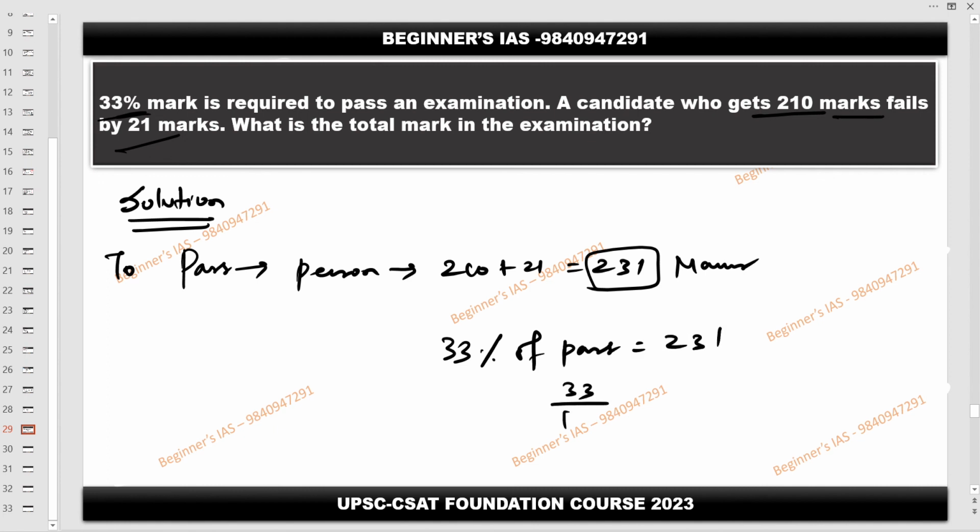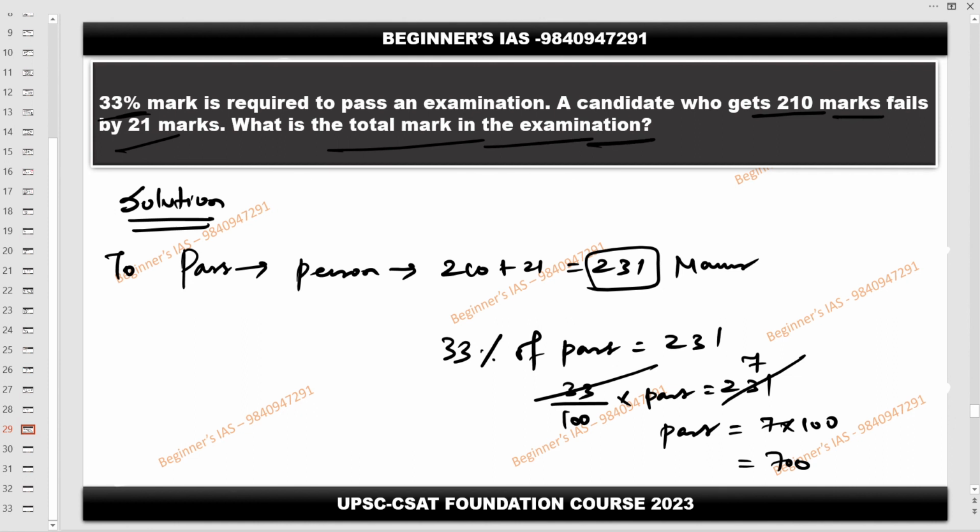Therefore 33 by 100 into total is equal to 231. Then this gets cancelled, so this is nothing but 7 times. Therefore 7 into 100. Therefore the minimum mark required is that, and so that is the total mark in the examination.